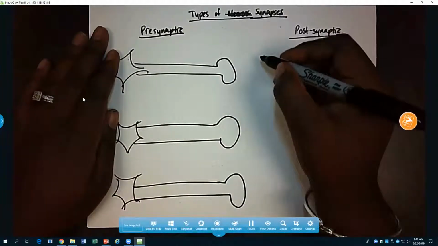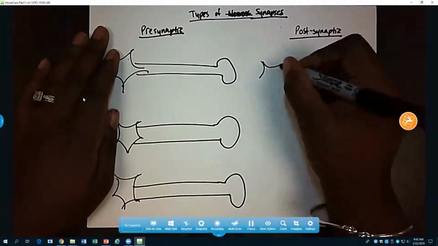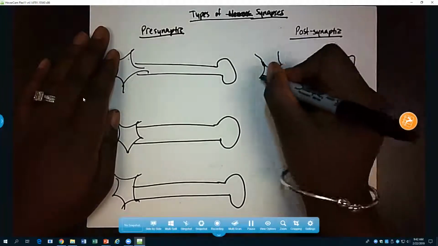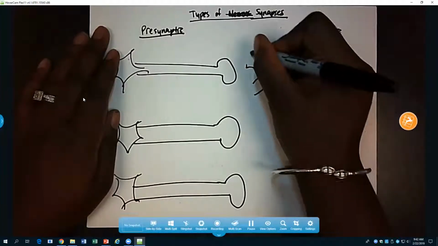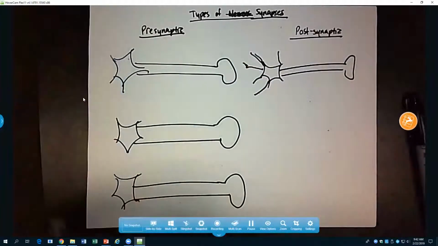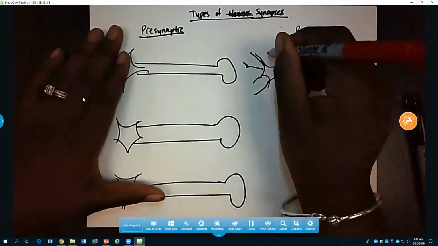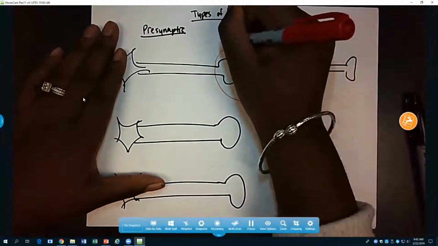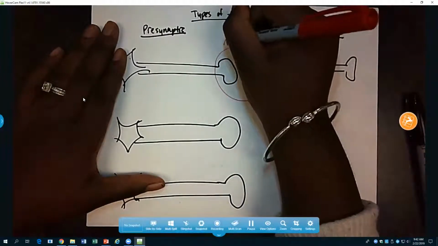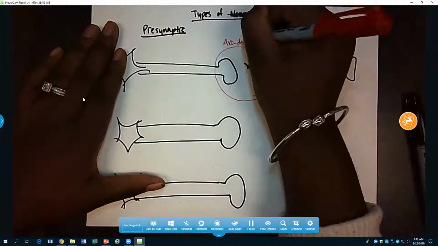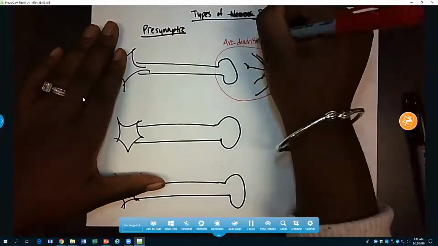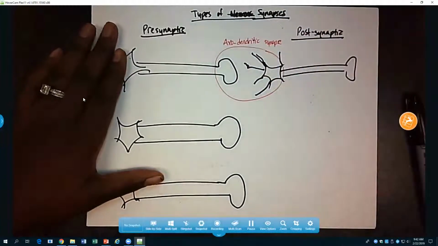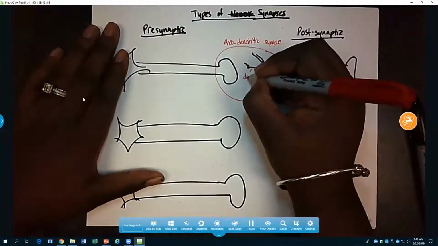It can synapse onto the dendrites of that neuron. So this is your postsynaptic neuron, and these are the dendrites, okay? And the dendrites are specifically where this terminal bouton will synapse. Okay, and this is called your axodendritic synapse. These are your dendrites.